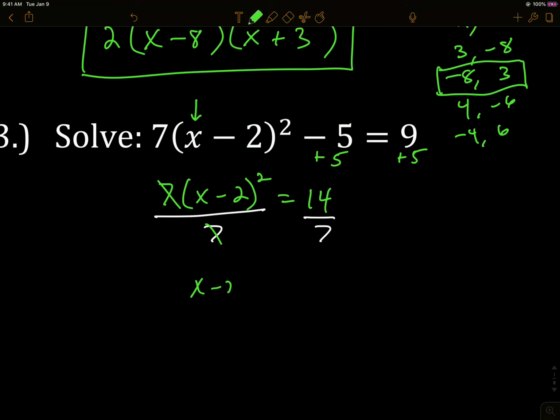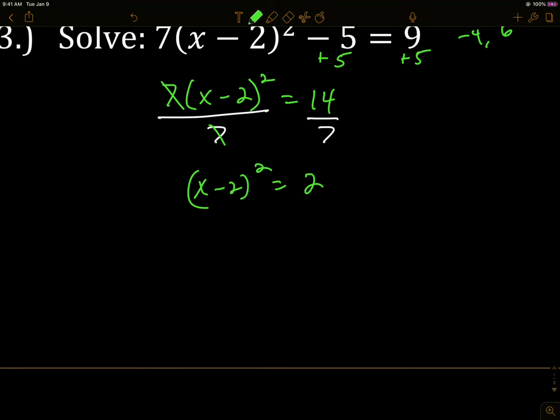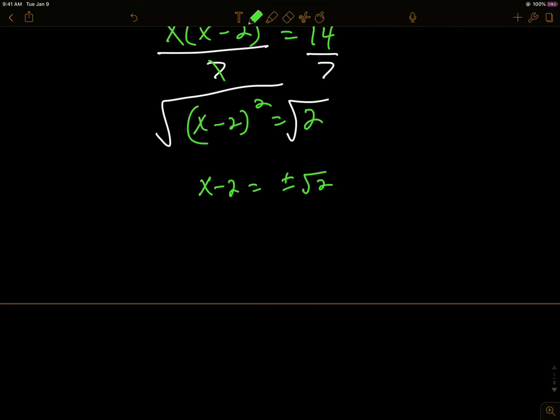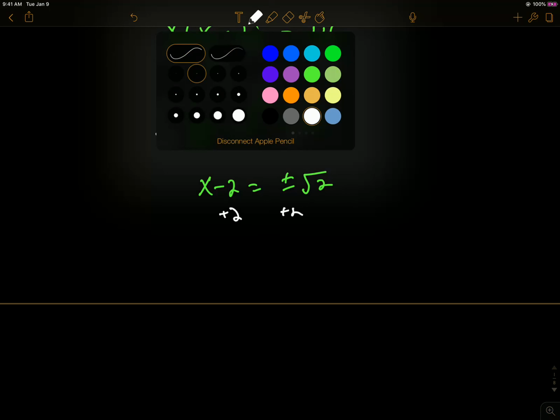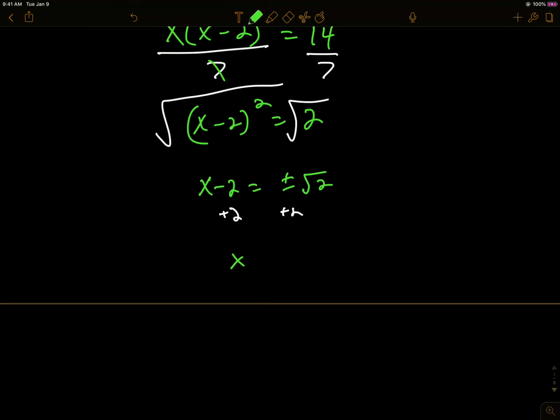So I get x minus 2 squared equals 2. Now I'm going to square root both sides. So I get x minus 2 equals plus or minus root 2. Now I'm going to add 2 to both sides. So I get x equals 2 plus or minus root 2, and I can't simplify that any further.